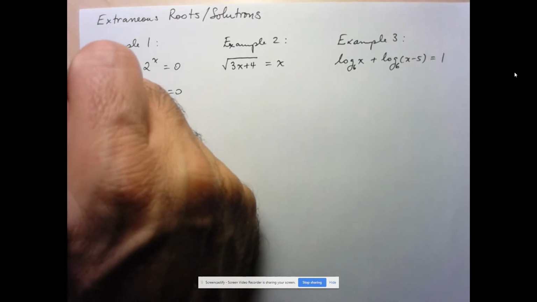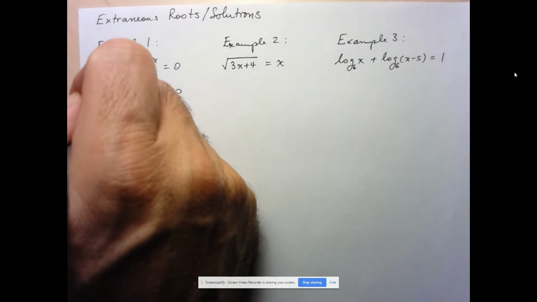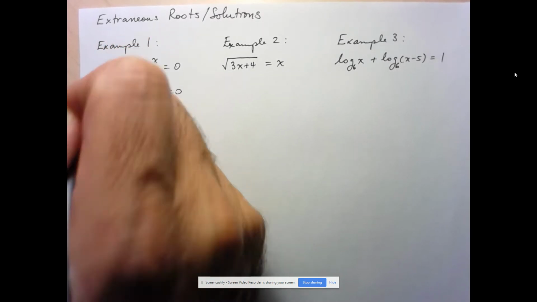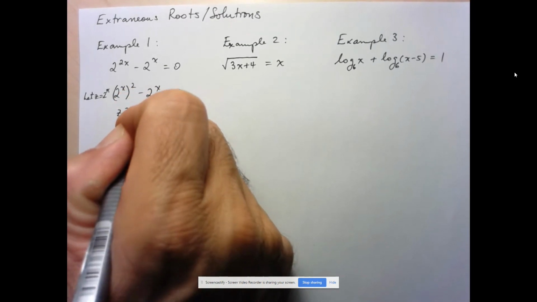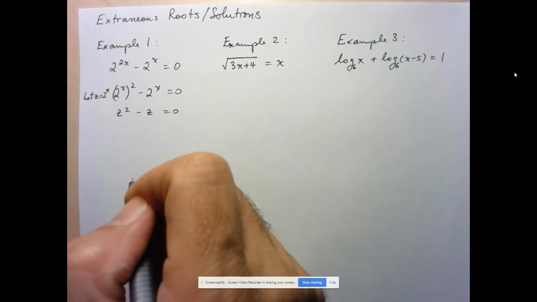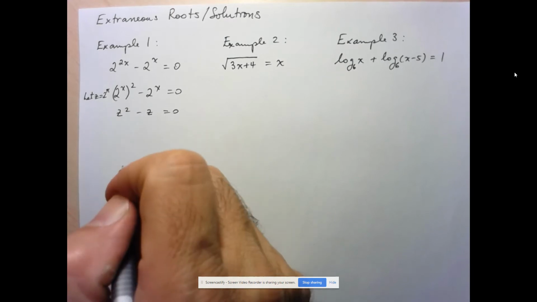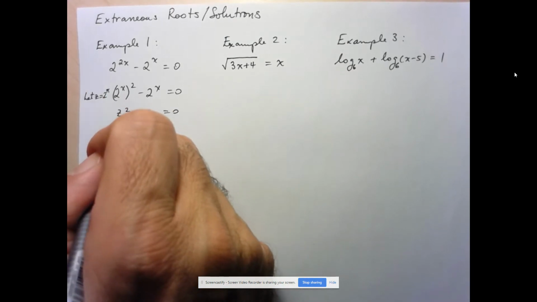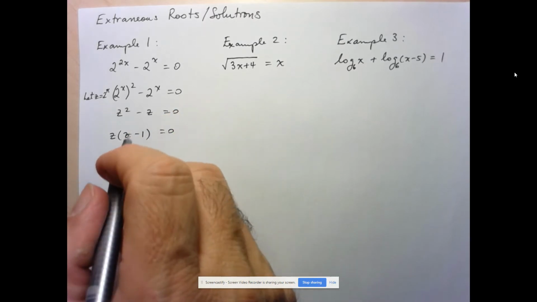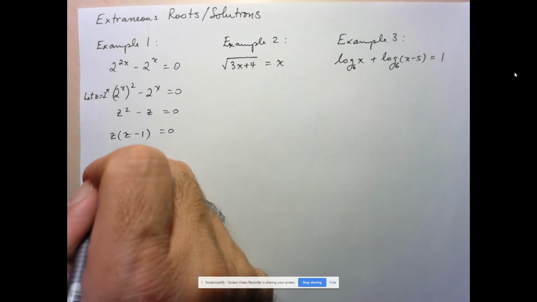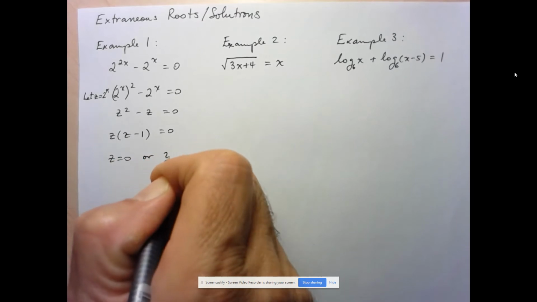Okay, so I'll start by just doing a little change of variables. So let z equal 2 to the x. So I'm going to write this now as z squared minus z equals 0. And now I just have a quadratic equation to solve. So factor out the z times z minus 1 equals 0. And so the solutions to the quadratic are z equals 0 or z equals 1.